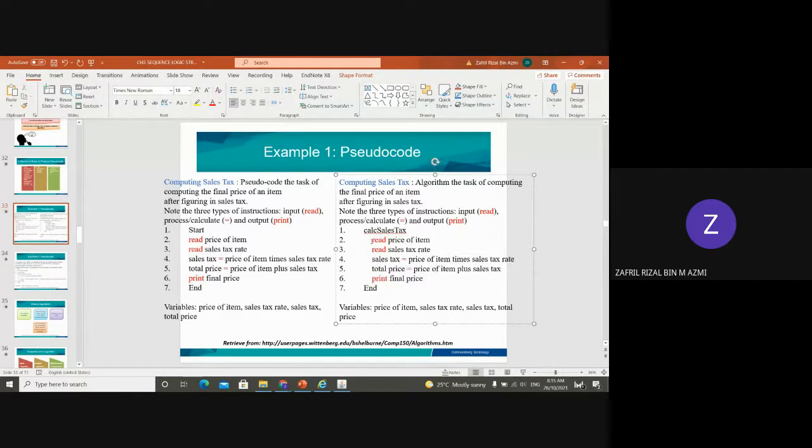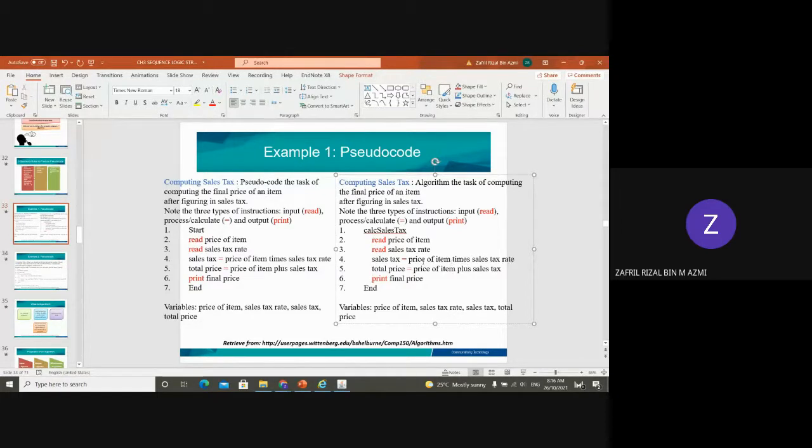So all the instructions within the same indent, to the right, this is an indent, this is indent one, this is indent two, for example. Everything within the same indent, the same level of indent, is in the same level.